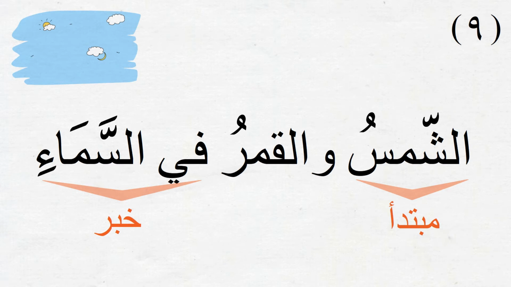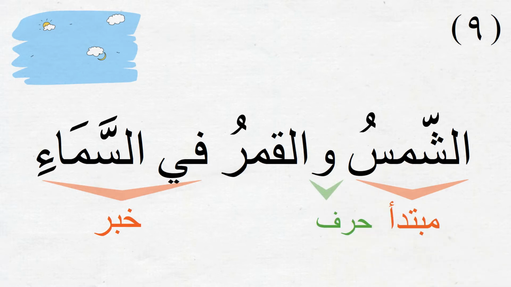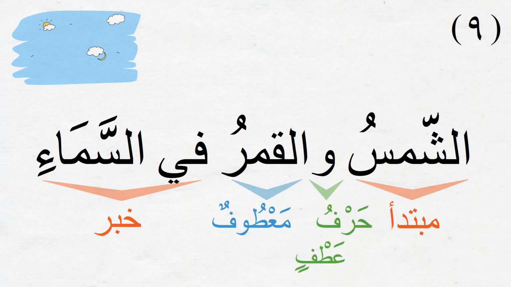How about the rest of the words in the middle here? Here we can say و is حرف. More specifically, it's called حرف عطف, which means connecting حرف, because it's connecting القمر to الشمس. That is why we call this و حرف عطف. And we call the اسم القمر that is coming after و معطوف, which simply means connected. What is it connected to? It is connected to الشمس.